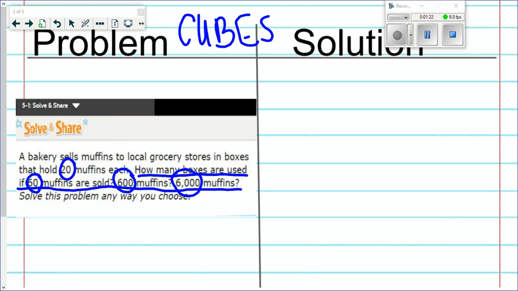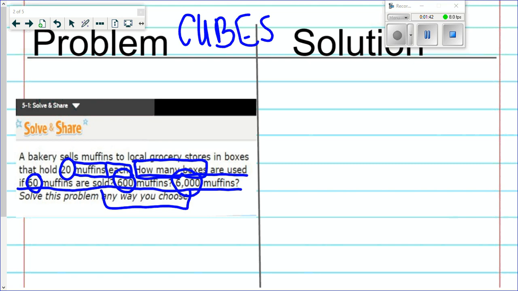questions. I need to box important words. So I know that we are talking about how many boxes, and we're looking at the amount of muffins that we can fit in each box. And it's also important that I solve this problem any way I choose.